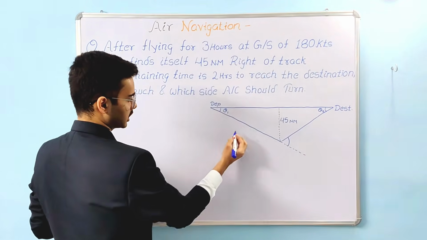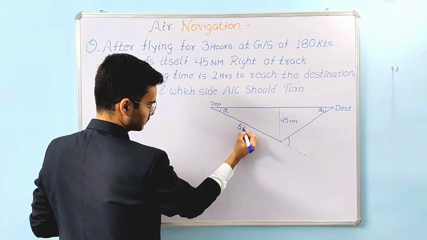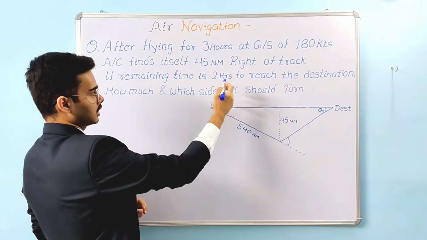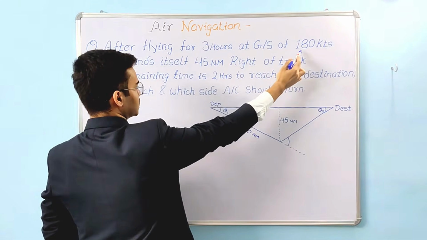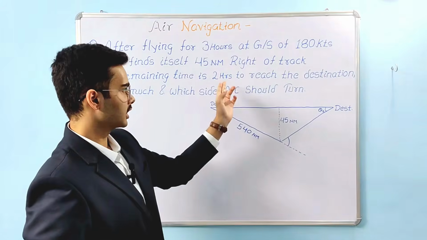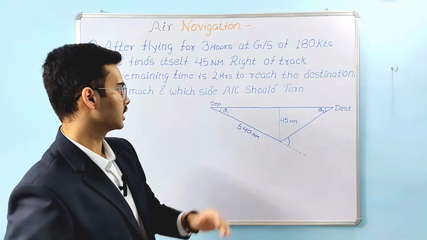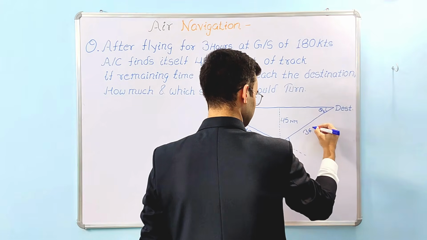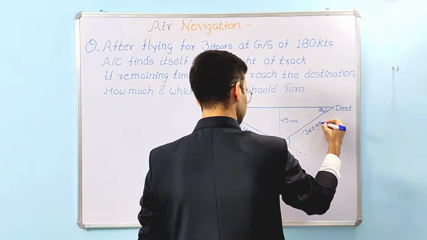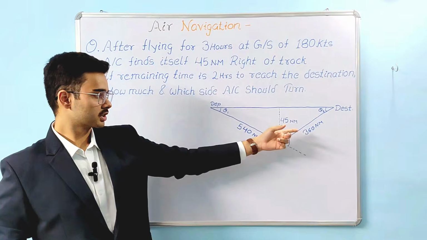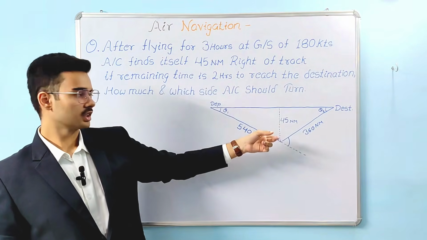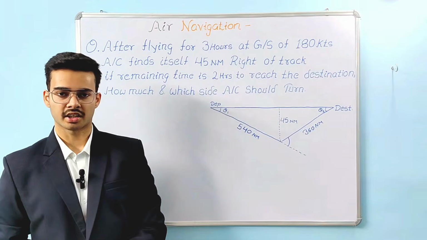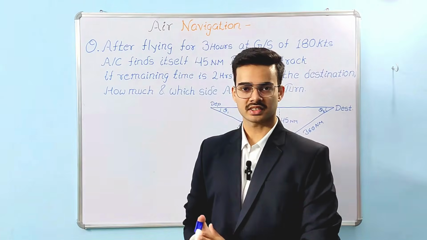3 into 180, that's 540. Again, 2 hours, ground speed again the same 180 knots, multiply, that's 360. We got two distances. We have the middle S. We need to find both thetas, add them up, and get the correction angle.